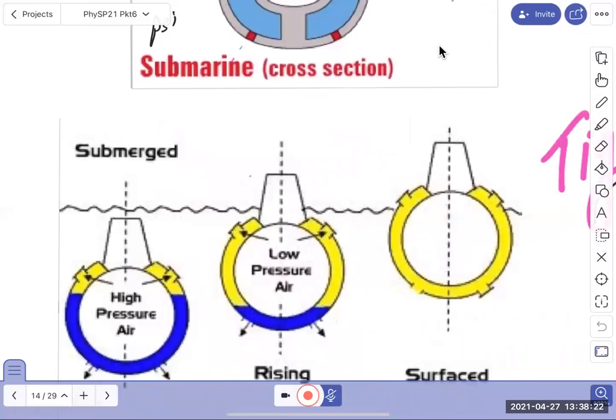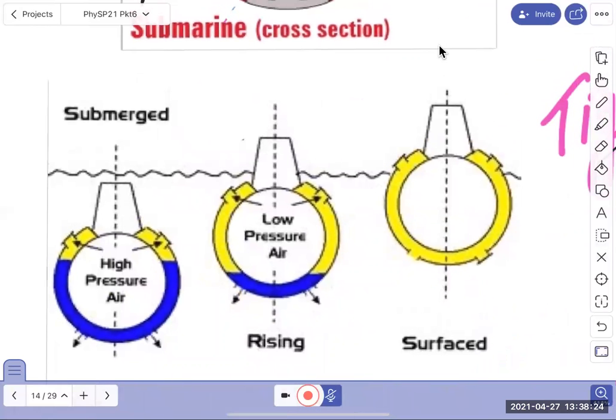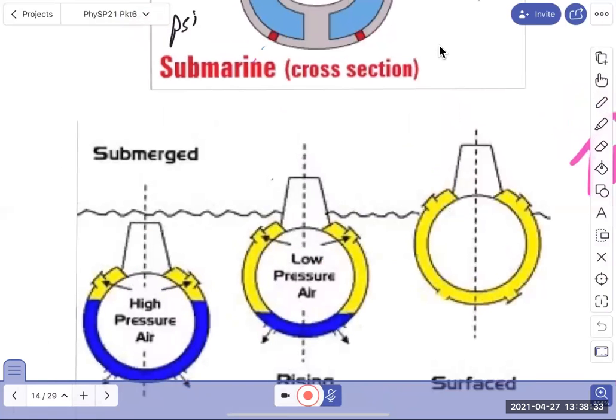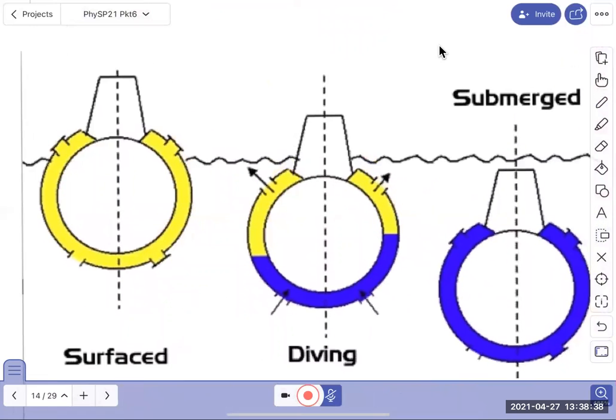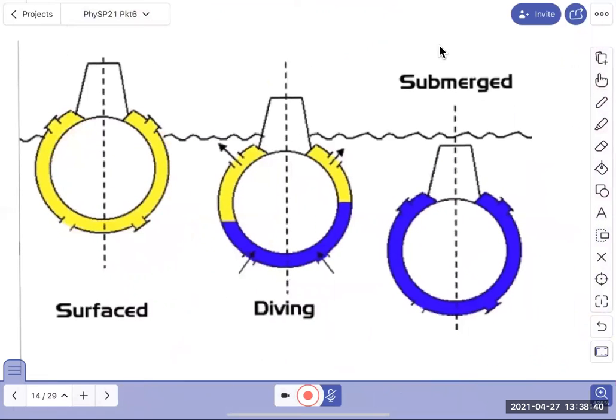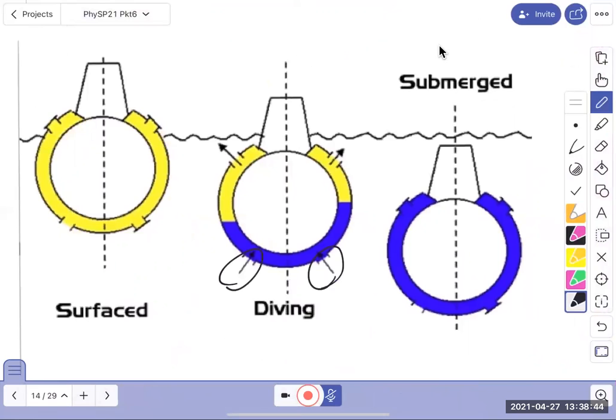So if I'm submerged and I want to rise, I push this. Blue represents the water in the hull. The yellow represents the air. It's a simplified view, of course. I then push all that water out, and that makes me rise. If I am in port and I want to drop, I open up these valves down here, and the water naturally comes pouring in, and the air comes out this way. So when you see a submarine diving, the little bubbles coming out are because it's pushing out the air.